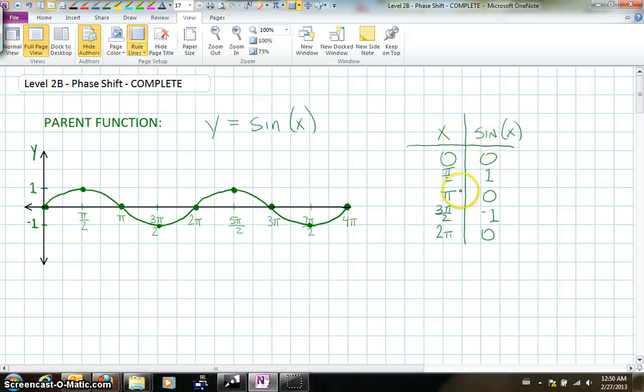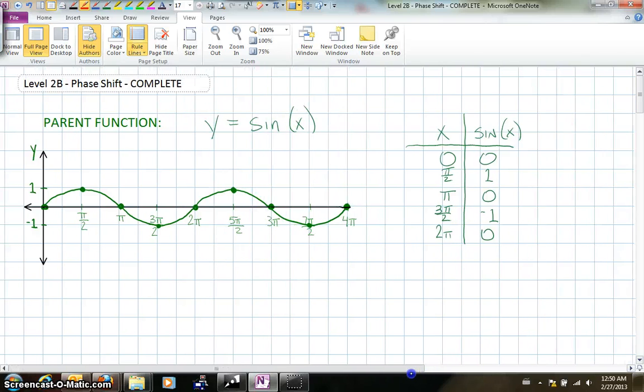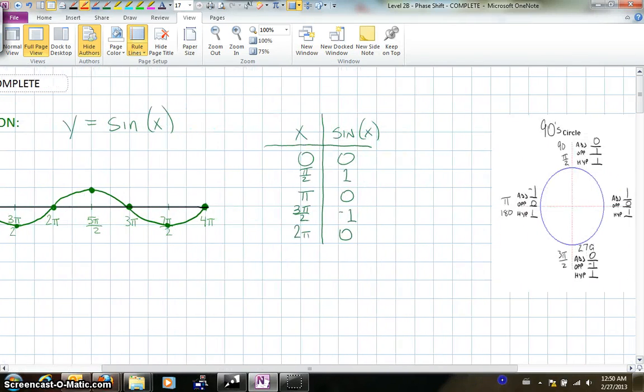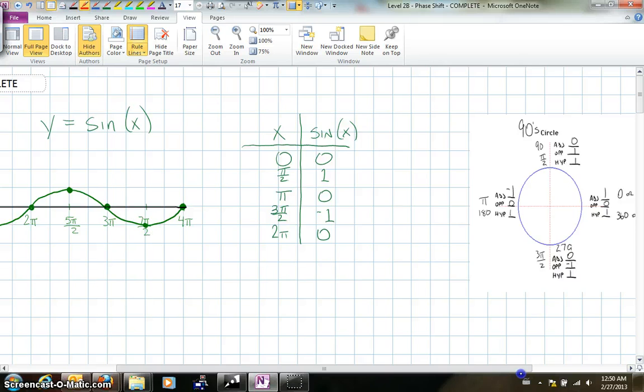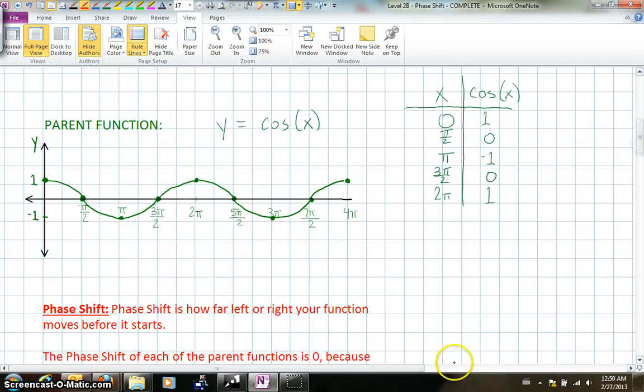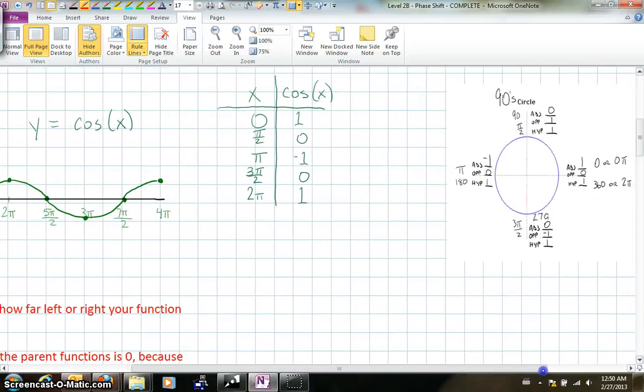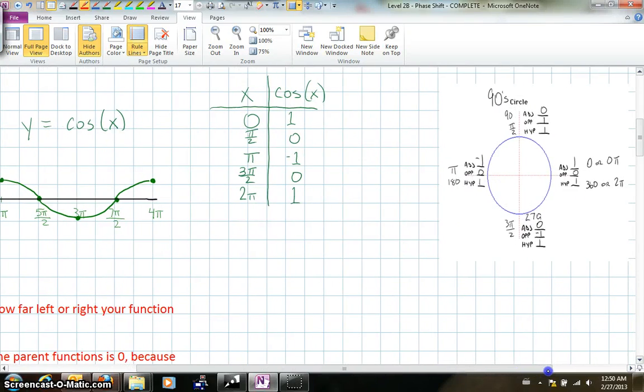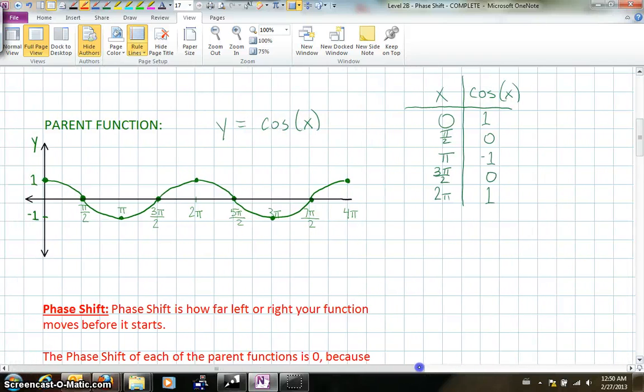Here's the basic sine function with these values of x, which are really just the 90s of our triangles, and the 90-degree angles around our unit circle. And so that's where we get the sine of those 5 angles and the cosine of those 5 angles as well by looking at our 90-degree angles. So don't forget where the basics came from.